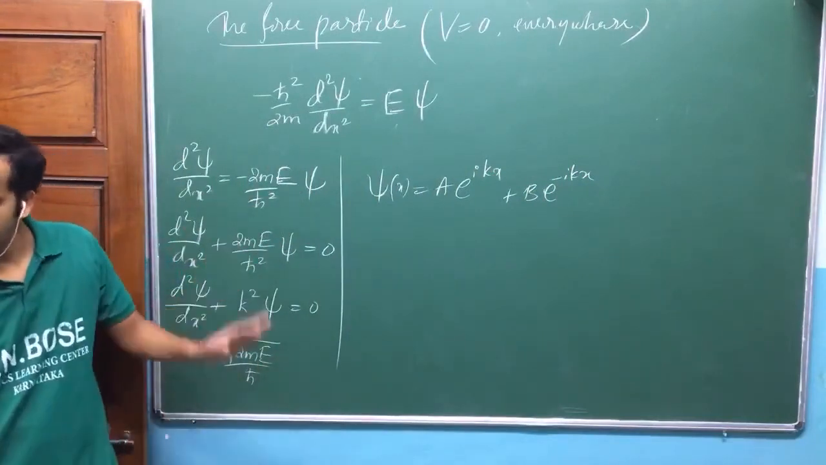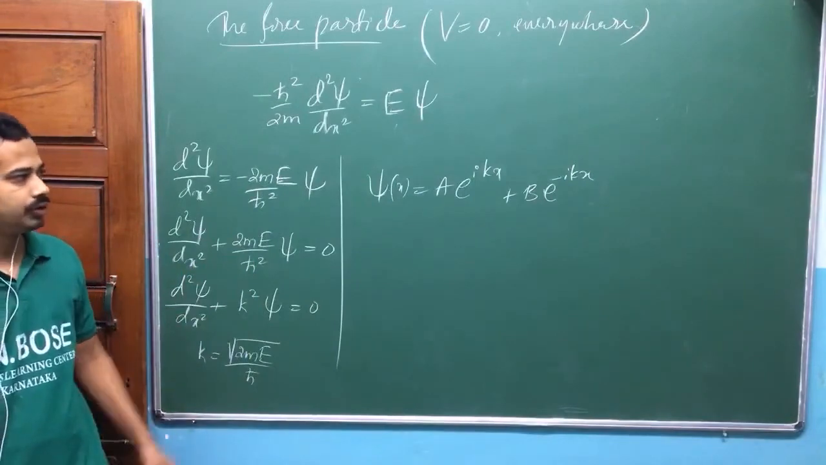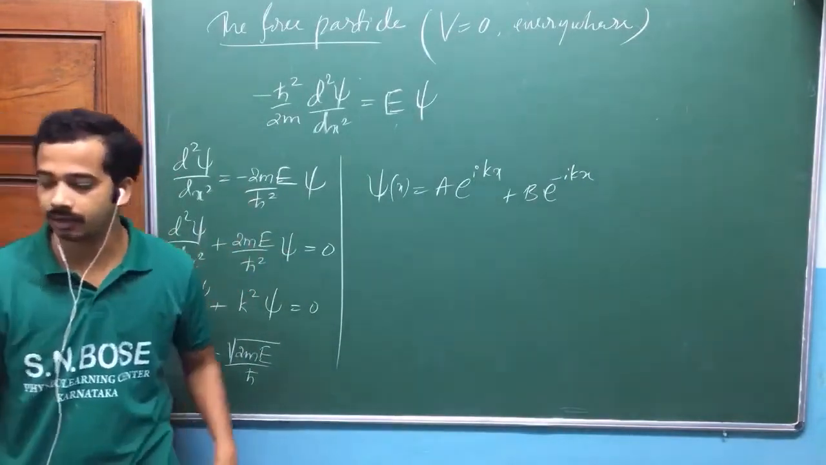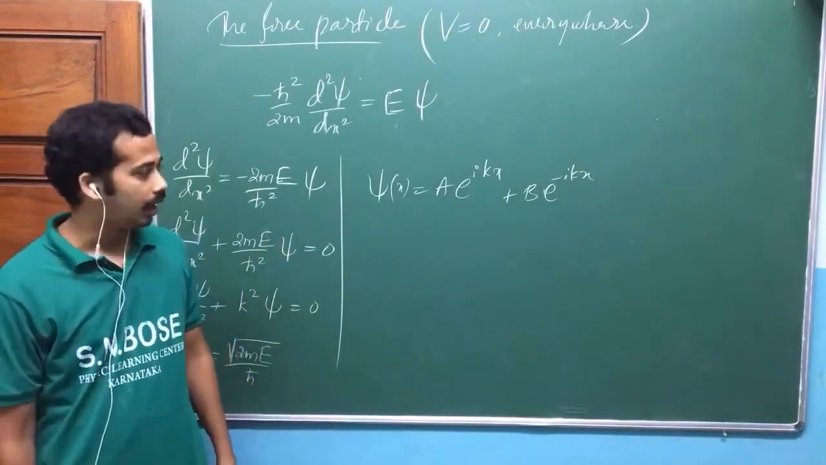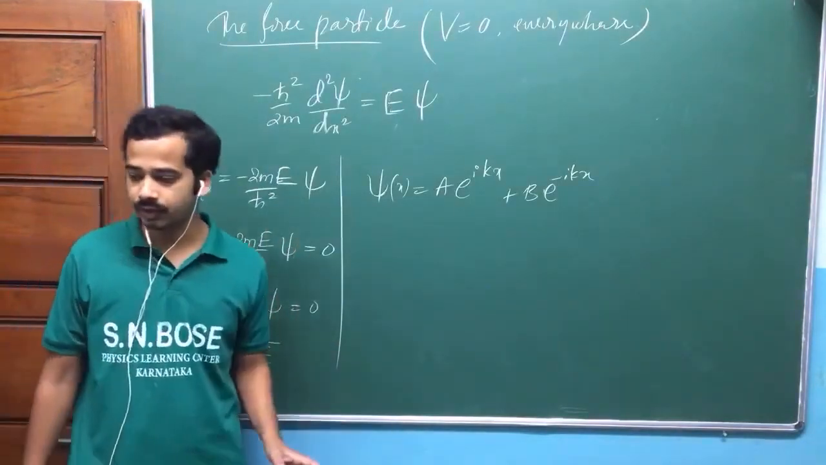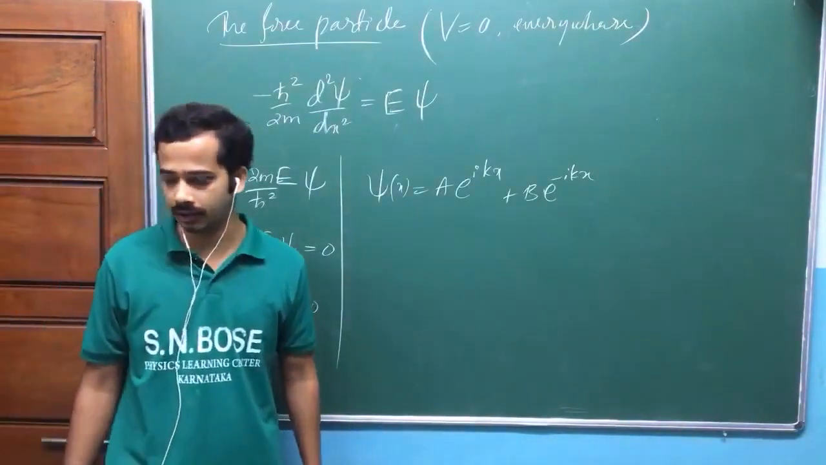I prefer writing in exponential, not in terms of sine or cosine. Okay? Because it will represent a plane wave, just similar to our electromagnetic wave. We shall see that one. And we prefer writing in exponential because it's easy to handle mathematically. Exponentials are easy to handle.